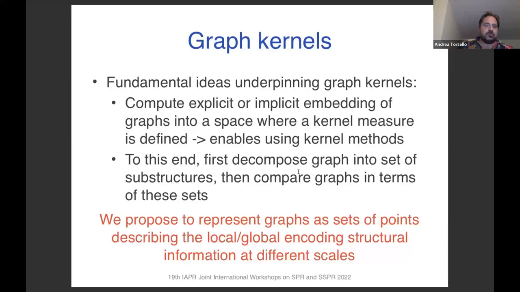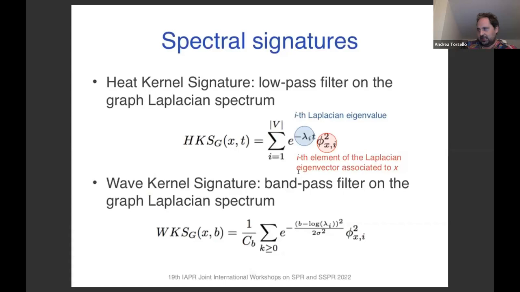The approach is basically to first decompose the graph into a set of substructures, so you have atomic elements that can be recognized and that you know how to compare, and then compare the graphs in terms of the set of these substructures. So the idea here to redefine a kernel for graphs is to represent these graphs as a set of points, a particular set of points that describe the local and global encoding of structural information at different scales. We do that, at least in this paper, by applying a spectral signature.